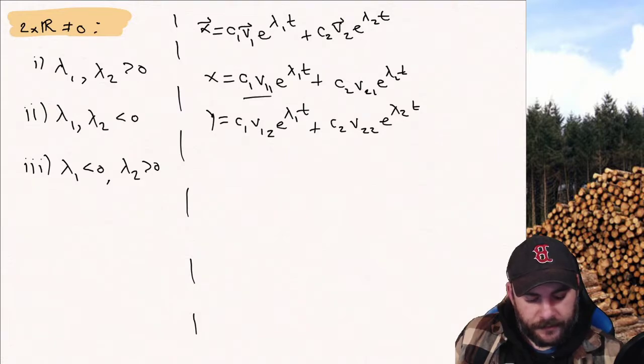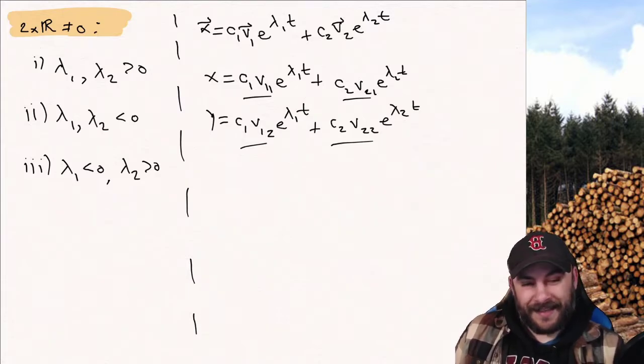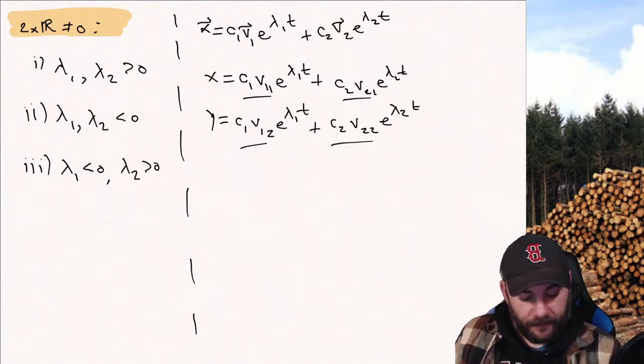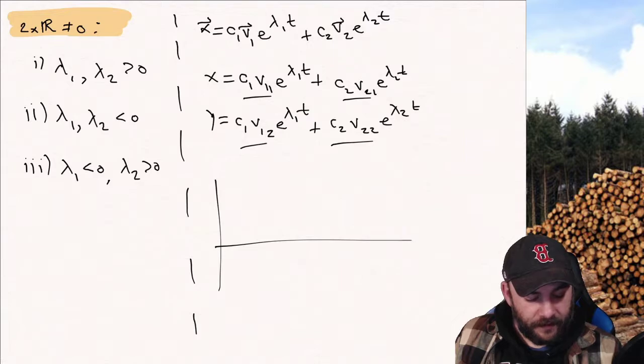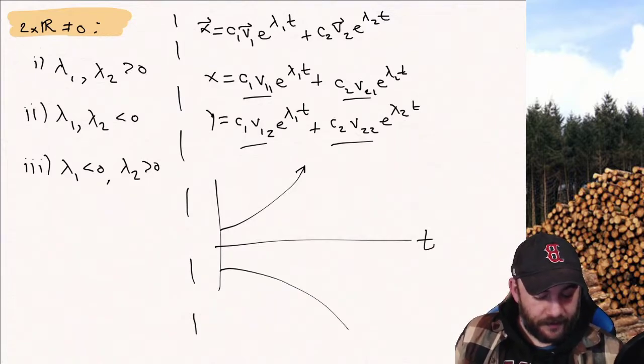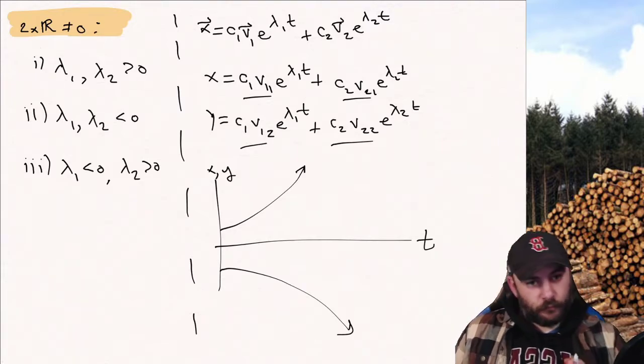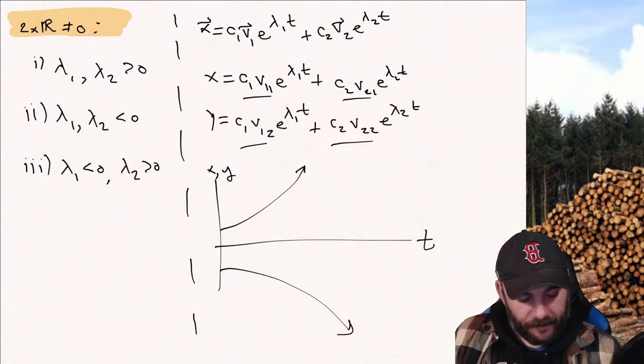Regardless of the numbers that are in front of everybody here, lambda 1 and lambda 2 are both positive, so both of these things are experiencing exponential growth. If I think of this on a time series, if I start positive, I grow positive, and if I start negative, I go negative. And this is true for both x and y. So far, so good? Okay, great.